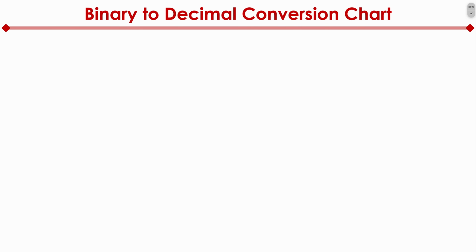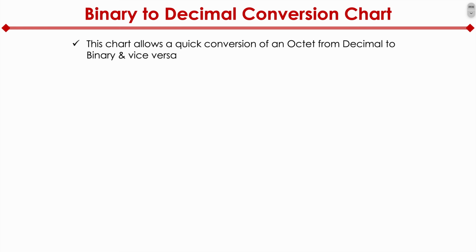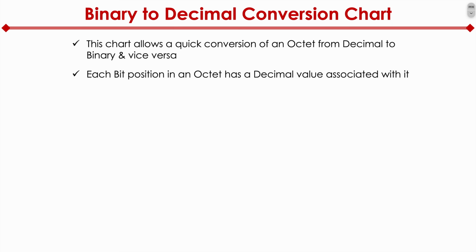And layer 3 is the heart of routing. Routing happens at layer 3. So you need to understand it. If you want to become a world-class engineer, you must understand how routing works, how IP addressing works. Let's take a look. So we have this conversion chart that I'm going to show you here in a moment. It helps us convert from decimal to binary and binary to decimal. We can kind of go back and forth. And each bit position in an octet has a decimal value associated with it. So for example, what we do is we actually draw this out.